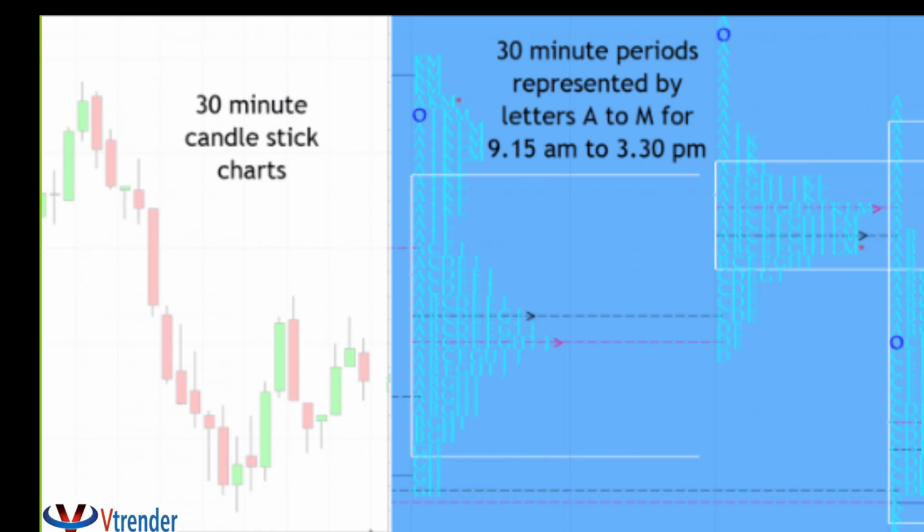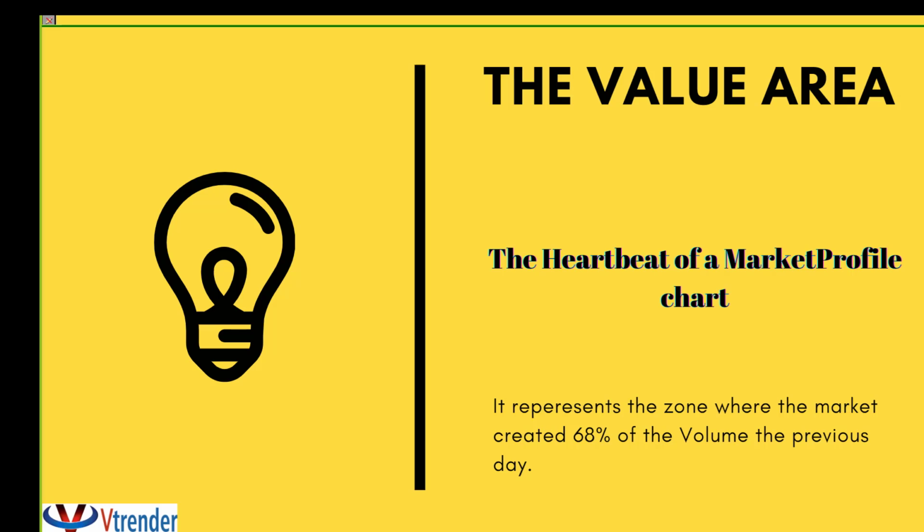Now if you can understand this part, you understood about 35 or 40% of market profile. The difference is we are just giving it time-based information where we are denoting everything as a period in time. So everything from A to M, or everything from 9:15 to 3:30 in the afternoon, is represented by the letters A to M. This part is clear to everyone, how those A's and B's etc. are formed. So, moving on.